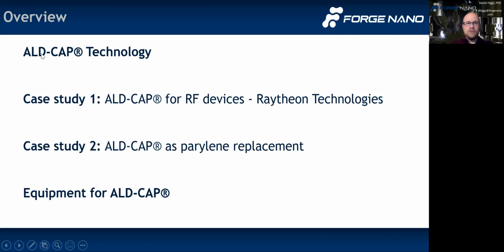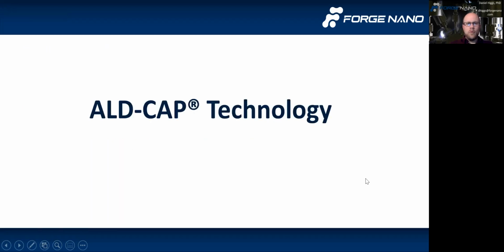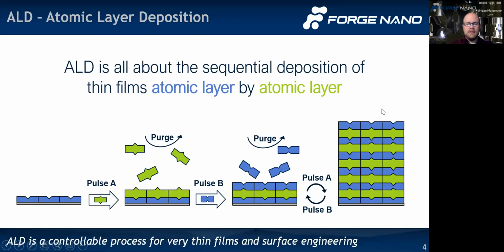So today I'm going to talk about ALD-CAP technology, a bit of general background information, then quickly talk through two case studies and then the equipment that we offer that provides this ALD-CAP technology. So first of all, what is ALD-CAP? Well, ALD-CAP is our proprietary encapsulation technology that uses atomic layer deposition. Atomic layer deposition, or ALD, is a layer by layer gas phase sequential self-limiting coating technique, very similar to CVD, but better.